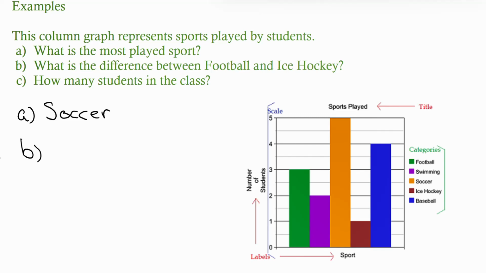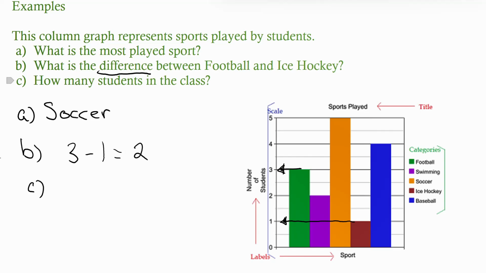The next thing we're looking at: what is the difference between football and ice hockey? Remember, the word difference just means subtraction essentially. So we go, well, football and ice hockey, football. Now I want to know how many we have. You go over here and you read the number here. Okay, so football is 3. And then we have ice hockey, so we go right down to ice hockey and read across to here. You can see ice hockey was 1, so 3 take away 1 is 2. So the difference between football and ice hockey is 2.